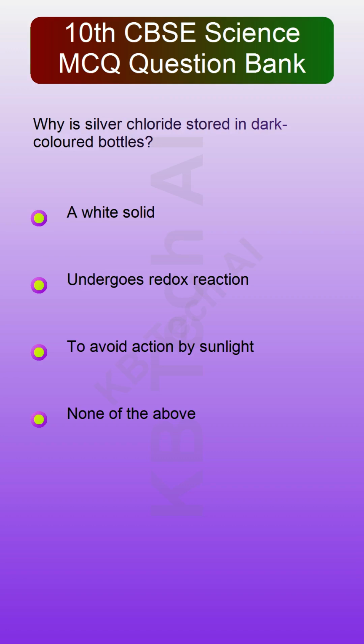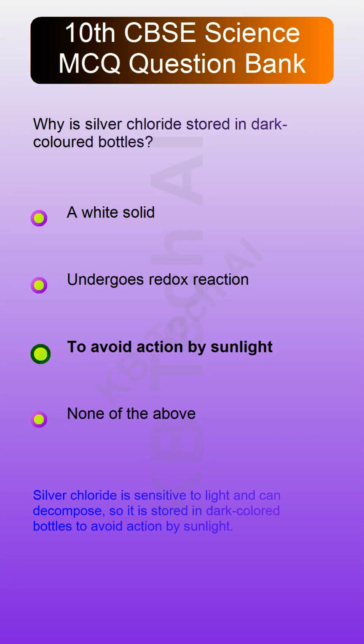Why is silver chloride stored in dark-colored bottles? Option 1, a white solid. Option 2, undergoes redox reaction. Option 3, to avoid action by sunlight. Option 4, none of the above. The answer is option 3, to avoid action by sunlight.